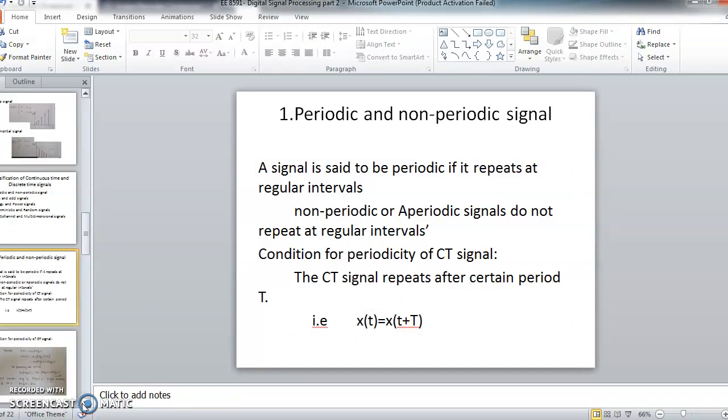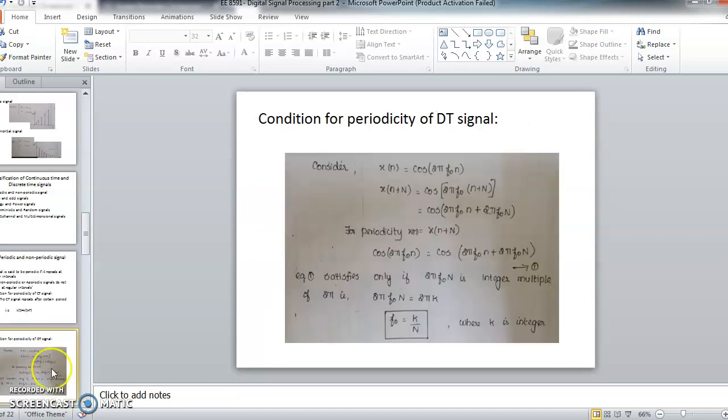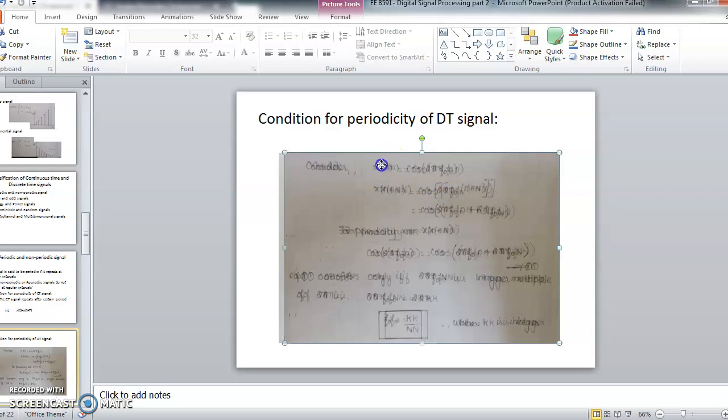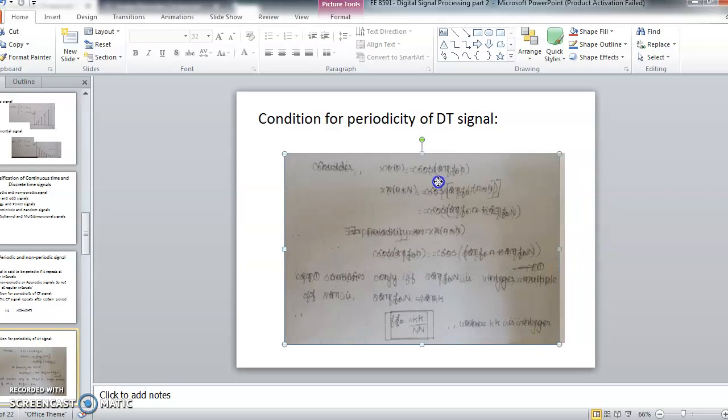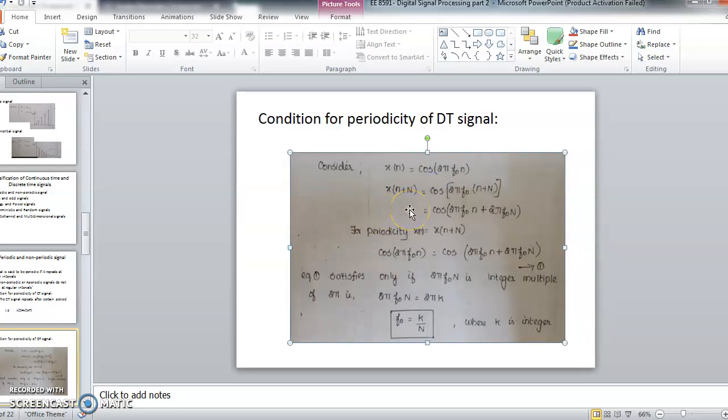Next one is the periodicity of a discrete time signal. A discrete time signal is represented as x of n. So consider one signal, x of n equal to cos 2 pi f naught n. When will we say this signal is periodic? We have to compare this with the standard equation. That is, x of n plus capital N equal to cos 2 pi f naught into n plus N. Here n is always changed to n plus N.